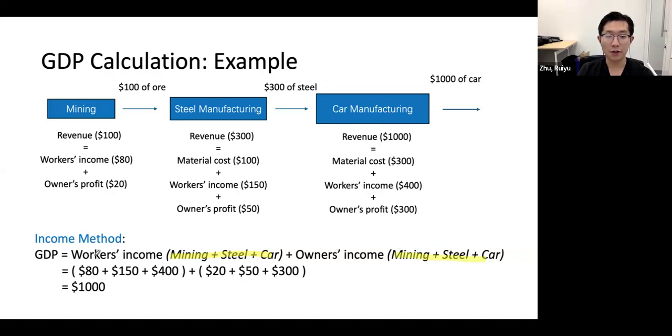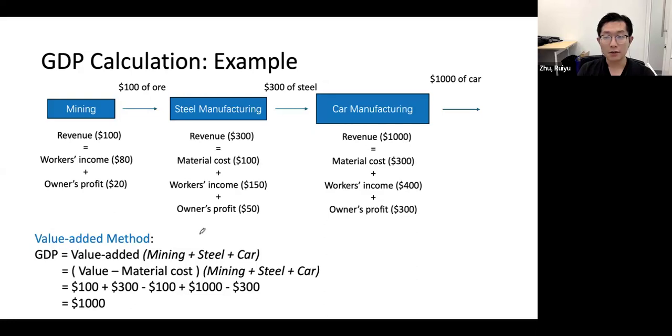So for workers' income, we have 80 coming from the mining industry, and 150 coming from the steel industry, and 40 coming from the car industry, right? The second part is owners' income, which is 20 profit from the mining industry, 50 profit from the steel industry, and 300 profit from the car manufacturing industry. So when we add all the numbers up, we get $1,000. So that's our GDP, or total income.